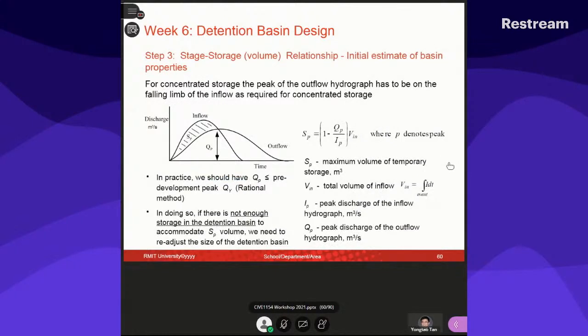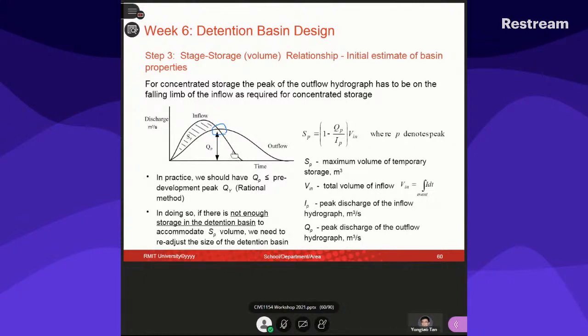Next, the initial estimate of the basin properties. For the concentrated storage, the peak of the outflow hydrograph has to be on the falling limb of the inflow hydrograph. Actually, it's easy to understand.